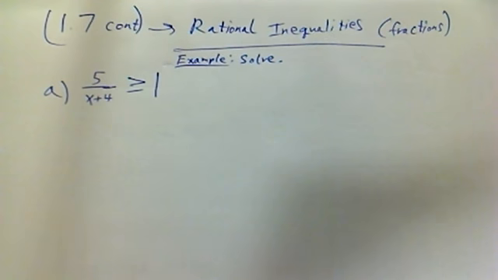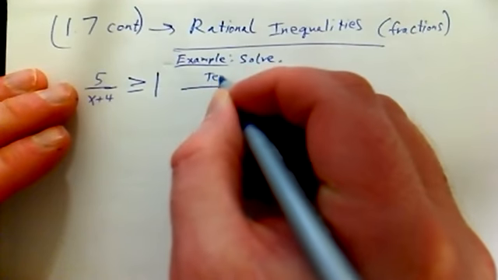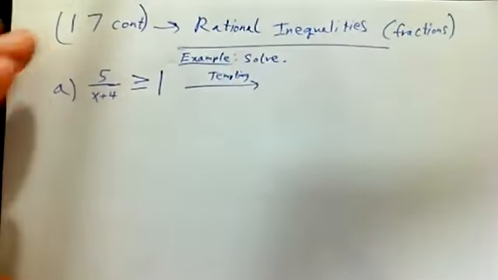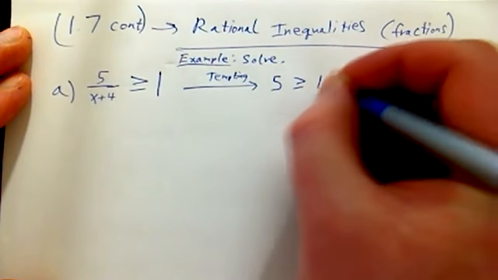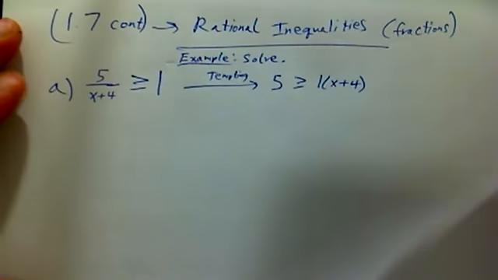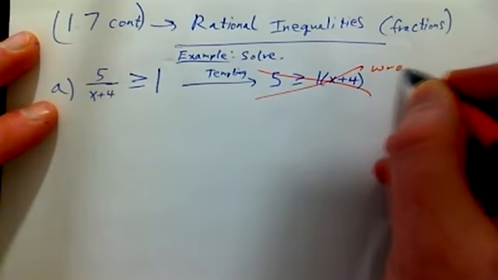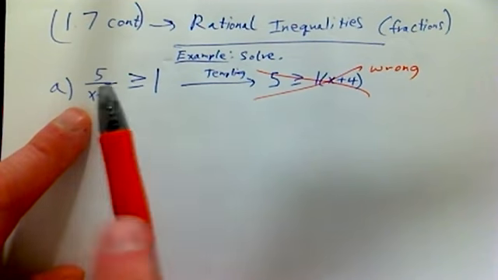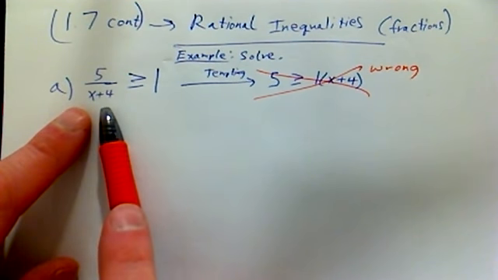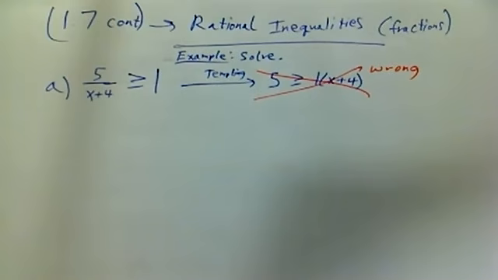Now, what is tempting is to go ahead and multiply both sides by x plus 4. If you did that, you'd be wrong. The reason is that when I multiply both sides by x plus 4, depending on what x is, I could be multiplying by a positive value or possibly a negative value. Then I don't know if I need to flip my sign. So we need to avoid multiplying and/or dividing both sides by a variable.